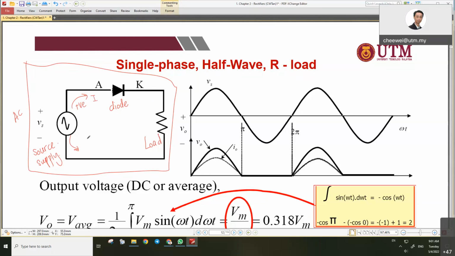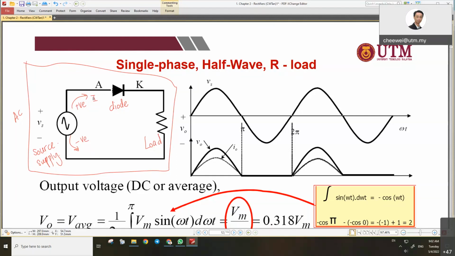What about in the negative half cycle? The current is going anti-clockwise, through the load and coming to K. Can it cross K to A? No, it will block. Reverse bias. It becomes reverse bias, so it's a block, isn't it? So it becomes what? Open.